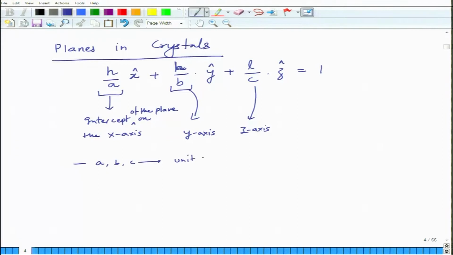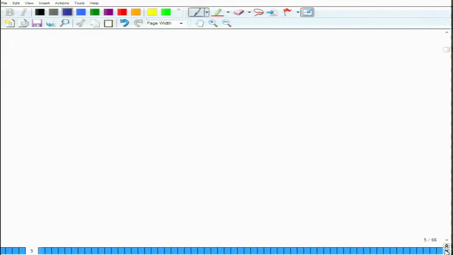And a, b, c are unit cell lengths or lattice parameters as we call them, and h, k, l are Miller indices. So, let us see following this definition.